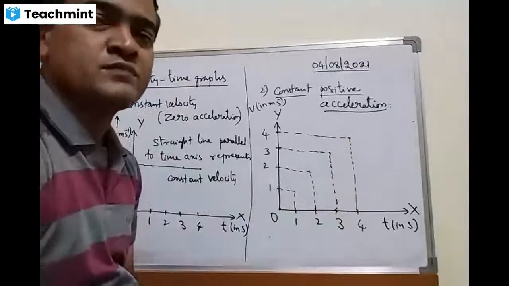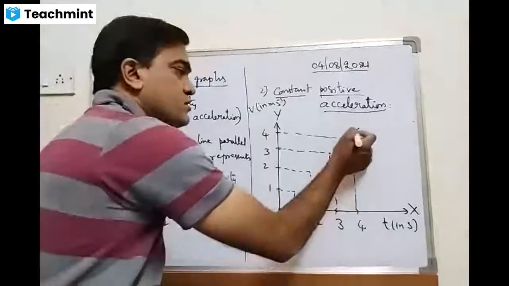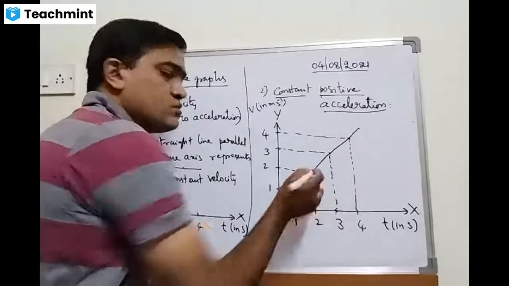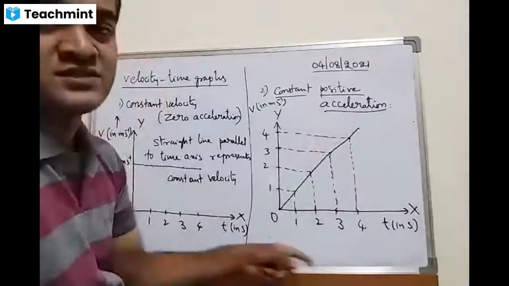Now, if I join all the points, I should get a straight line passing through origin. So this should be a straight line passing through origin.